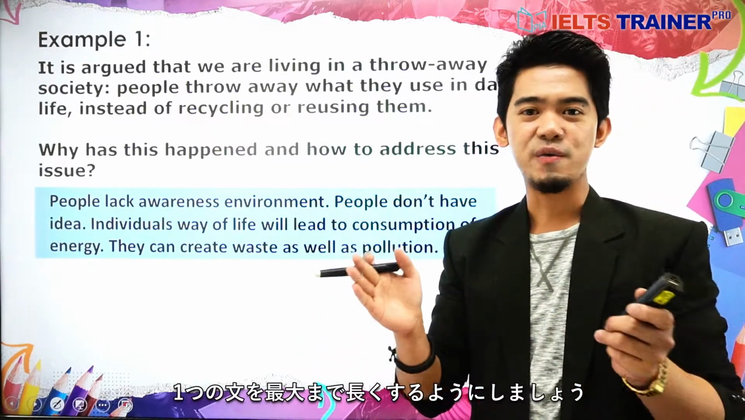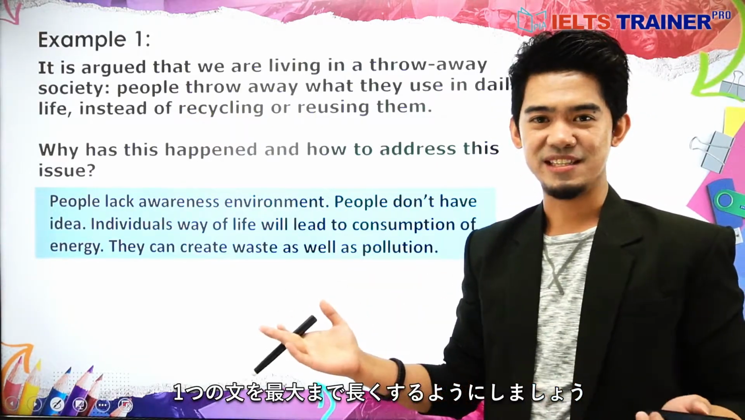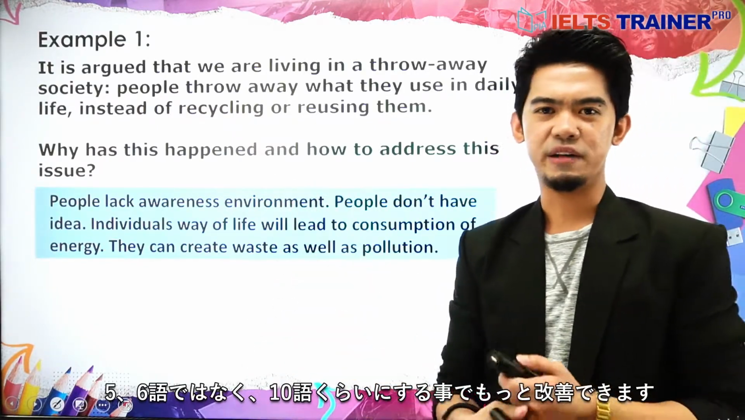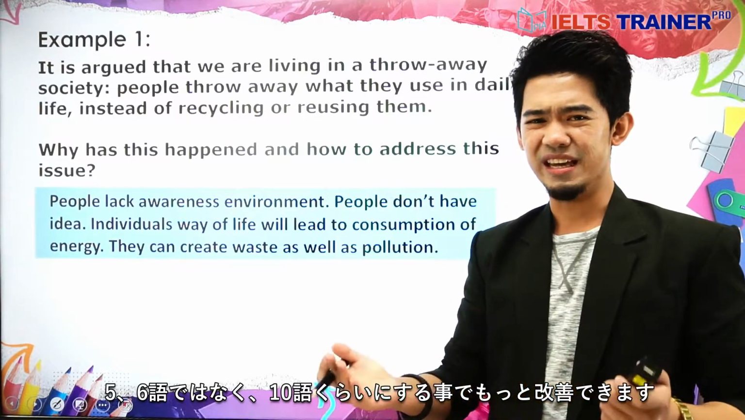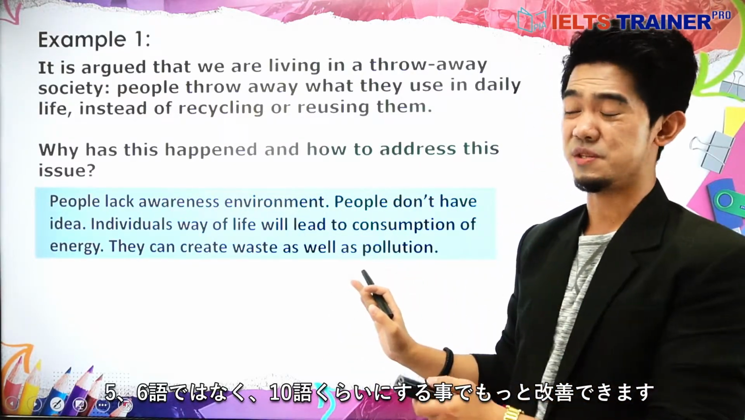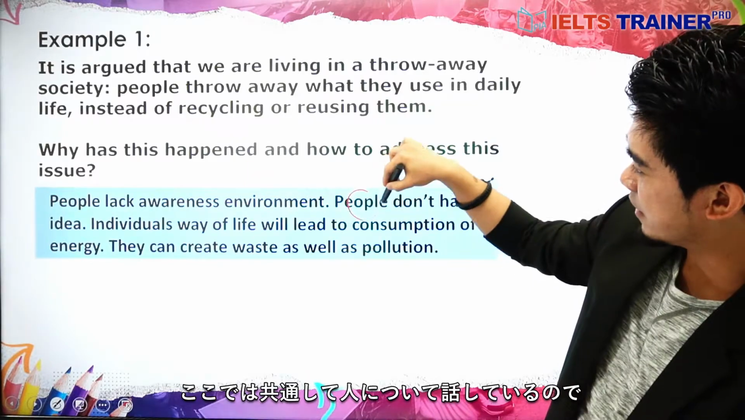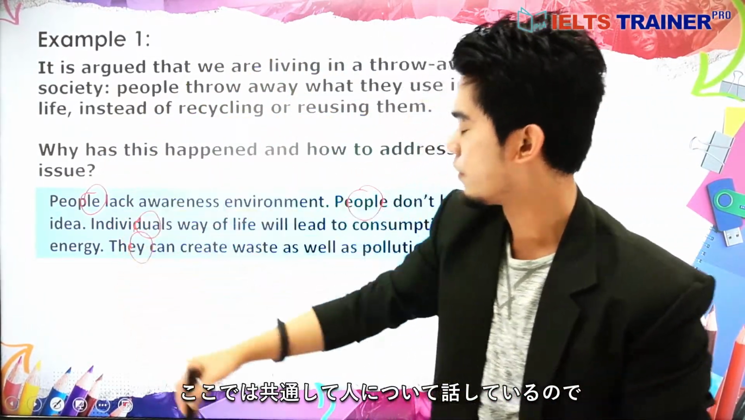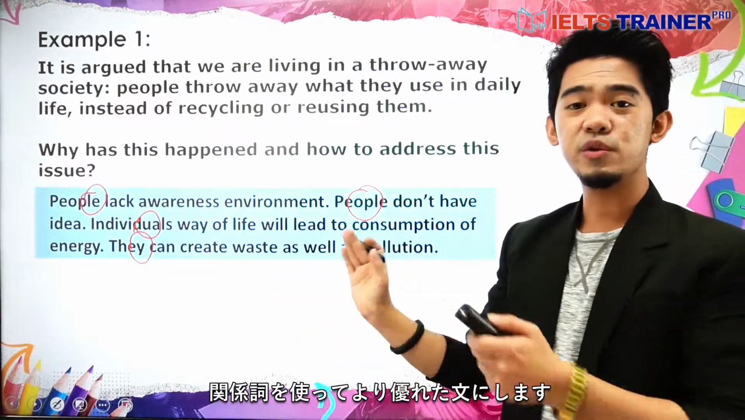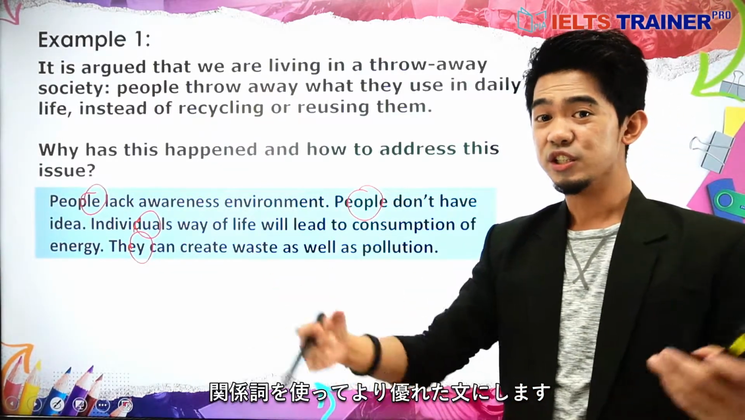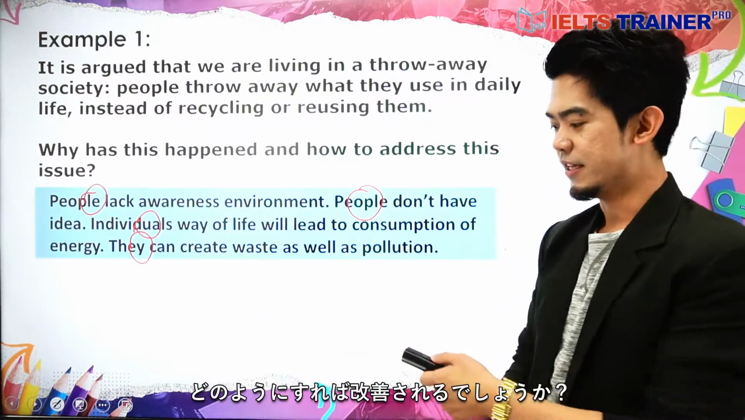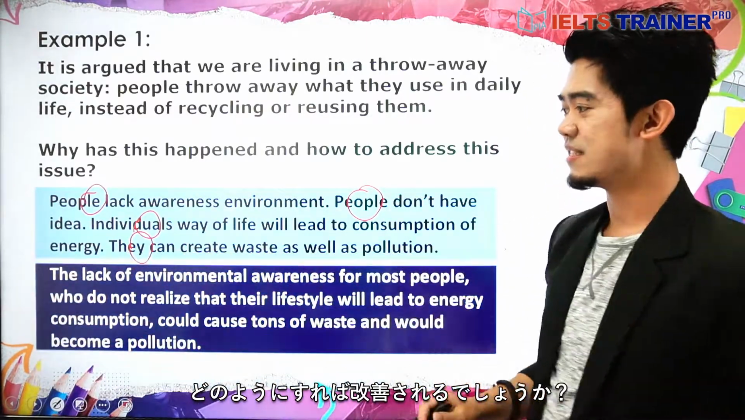Let's make our sentence maximized. Let's maximize them. So instead of writing about 5 or 6 words, make them about 10, and we could actually improve this one. Since we've been talking about people here, or individuals, or also our pronoun they, we could use our relative clause just to make our sentence more professional. So, how to improve this sentence?